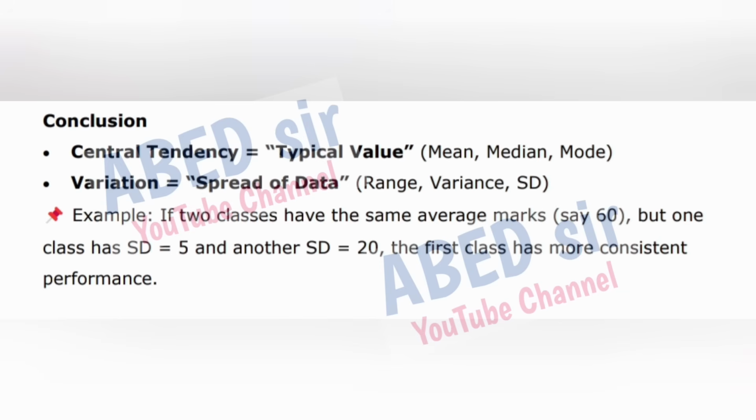Conclusion. Central tendency is equal to typical value: mean, median, mode. Variation is equal to spread of data: range, variance, SD. Example. If two classes have the same average marks, say 60, but one class has SD equal to 5 and another SD equal to 20, the first class has more consistent performance.